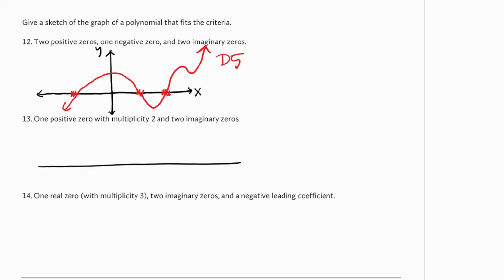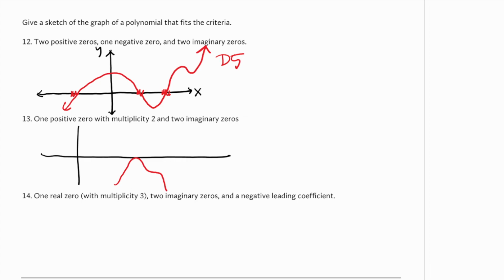So 1 positive zero with multiplicity 2. I'll draw this a little more in the middle. And 2 imaginary zeros. Okay, well, I guess they're implying there's no negative roots. And 2 imaginary, maybe I'll make this one have a negative leading coefficient. So I've got 4 roots. Yeah, it could look like that. We really don't know what the behavior of the graph is off of that. I just kind of want to emphasize that uncertainty there.